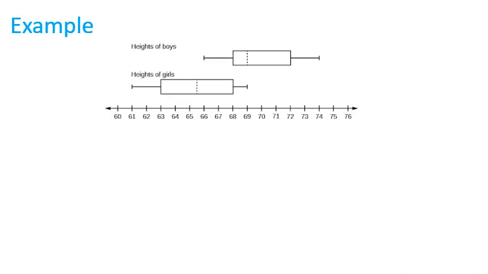So we're going to use these parallel box plots to compare the heights of boys and heights of girls. So let's look first at the median. So the median value is higher for boys than girls. So we can write boys have higher median height. Then we could also look at the maximum height. So boys' maximum is 74 and girls is 69. So boys have higher median and higher maximum height.